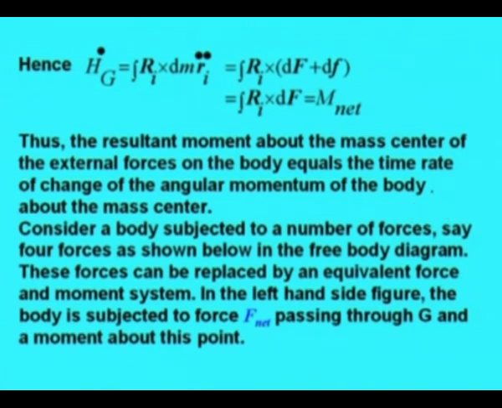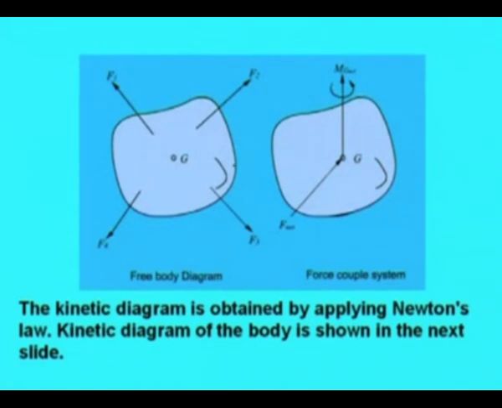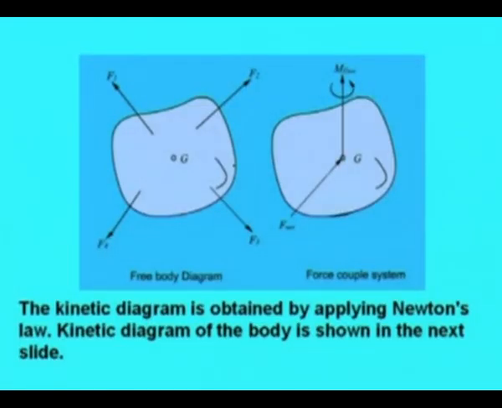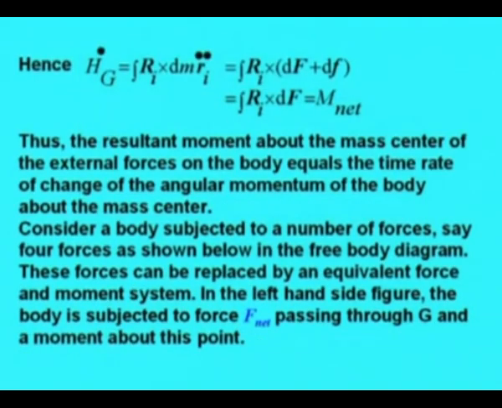Now we can consider the body subjected to a number of forces as shown in the free body diagram here, that we make. In the free body diagram we will show only the forces acting on the body; that is called a free body diagram. Here, an arbitrary body with mass center G, we have shown just 4 forces, and one point has to be noted, that these forces can be replaced by an equivalent force and moment system.